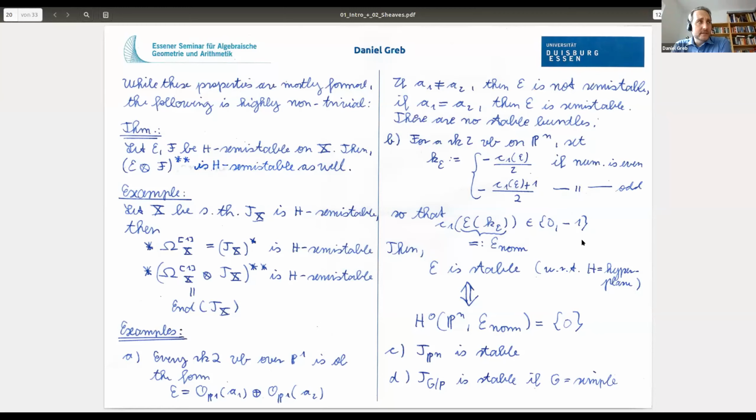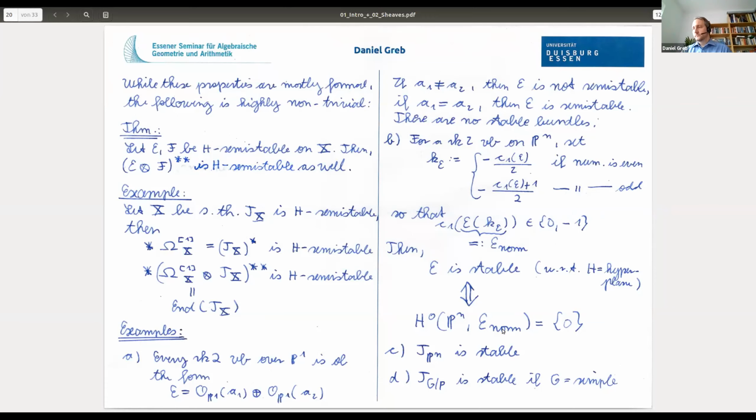So this is a sort of normalization. Of course, I want to normalize to the case 0, but that's not always possible because of odd numbers. So I normalize this twist to have first Chern class either 0 or minus 1. Then it's really a very short exercise to show the following. Note that here there is only one ample bundle, namely the hyperplane bundle. So E is stable with respect to H, or O(1), if and only if this normalized sheaf has no sections.